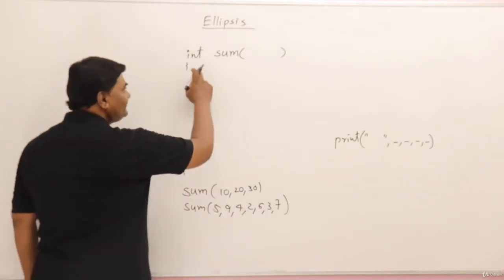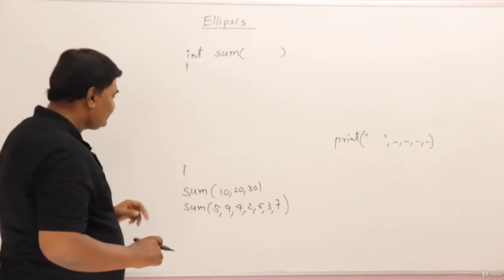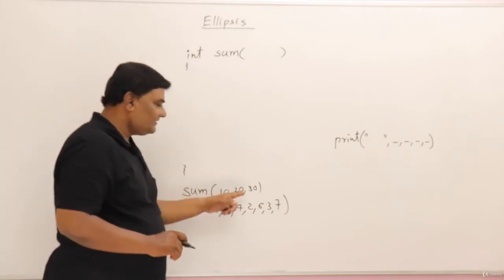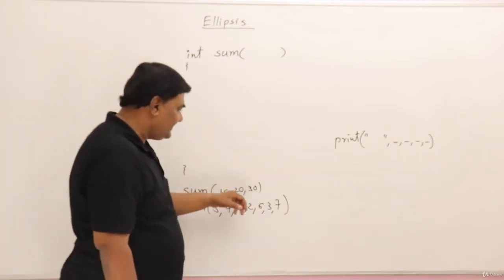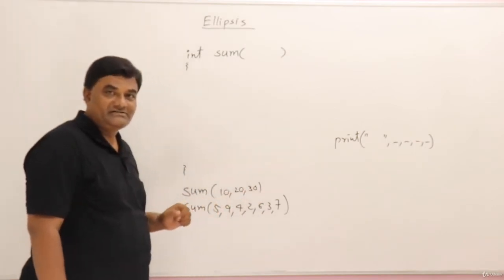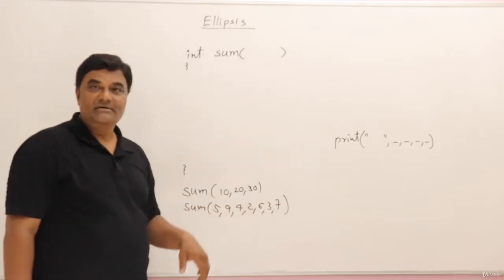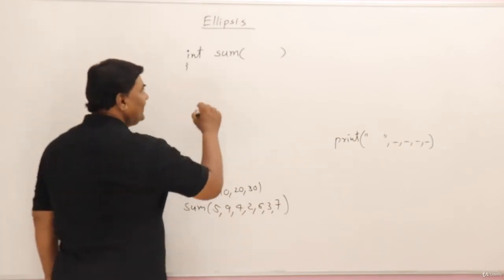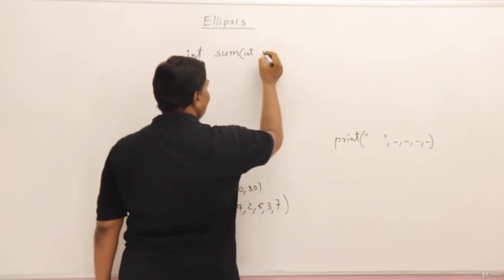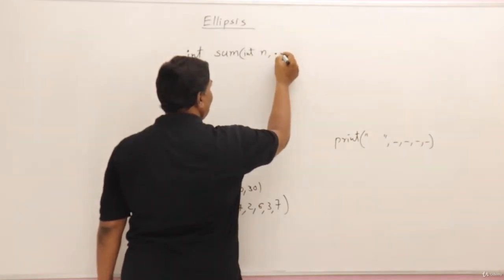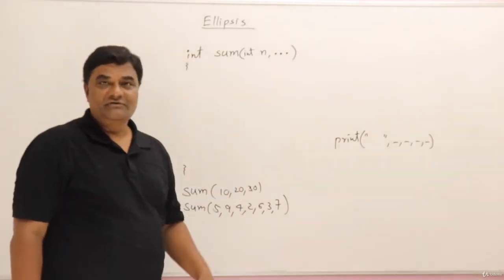So I want this function sum to work for any number of arguments. But one important thing is it should know how many arguments are given. Then it can work on that many arguments. Suppose I am passing 3 arguments, it should know that 3 arguments are passed. Or if I am sending 7 arguments, then it should know that I am passing 7 arguments. So how to write that? One of the parameters must be a named parameter. So I will give n, then dot dot dot. These 3 dots represent a variable number of arguments.